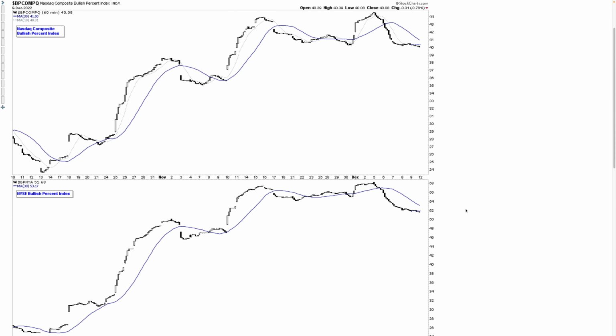We look at the Bullish Percent Index intraday chart here. This is another way that I look at the data. We've got a 30-bar moving average on this and a 10-bar moving average on the top one. This is the NASDAQ at the top and the NYSE at the bottom. So we do a combined chart again for these.